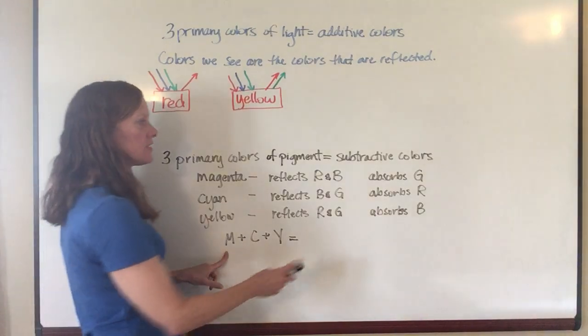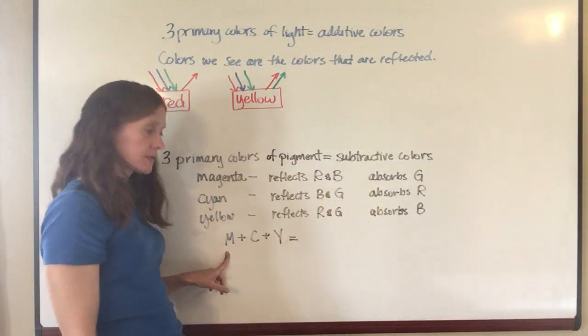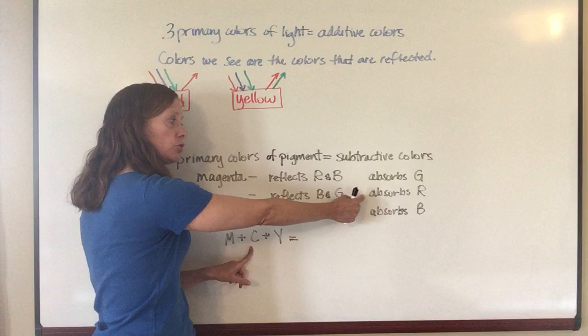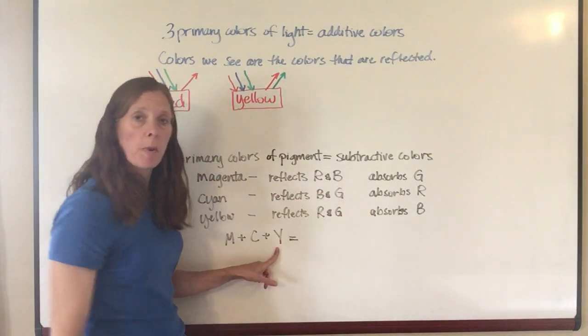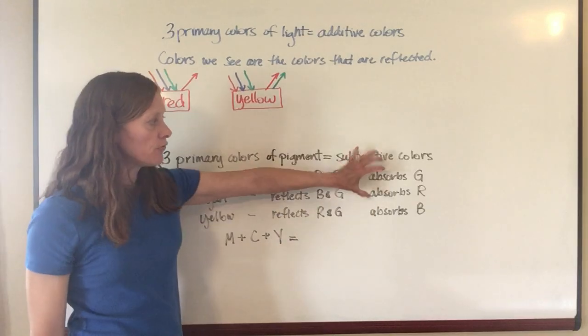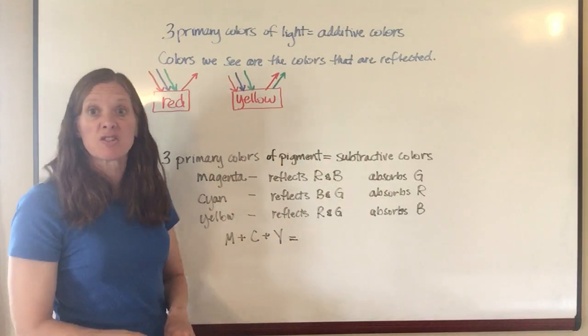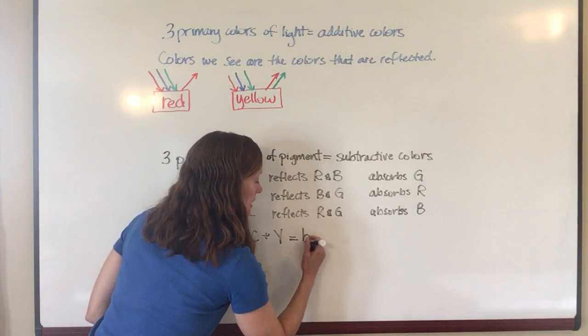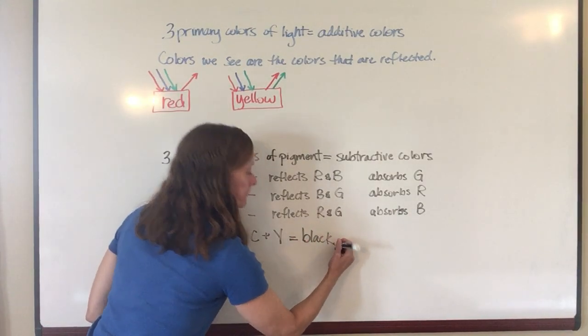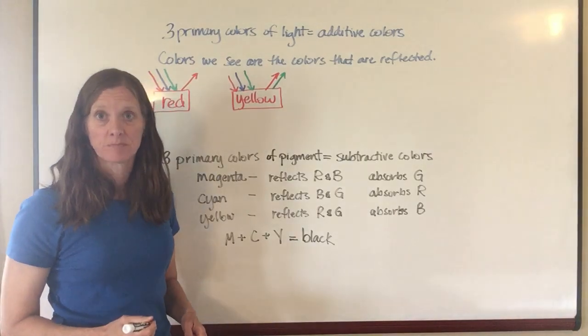The magenta is going to absorb all of the green light. The cyan is going to absorb all of the red light. The yellow is going to absorb all of the blue light. Well, by the time you've absorbed those three colors, there's nothing left. So therefore, magenta plus cyan plus yellow is going to make black.